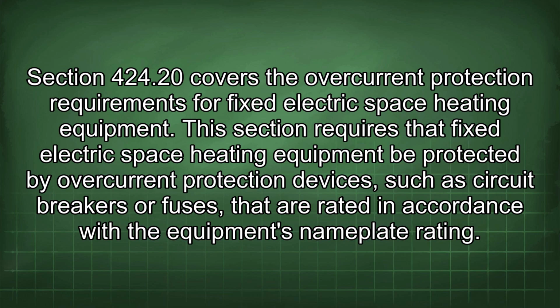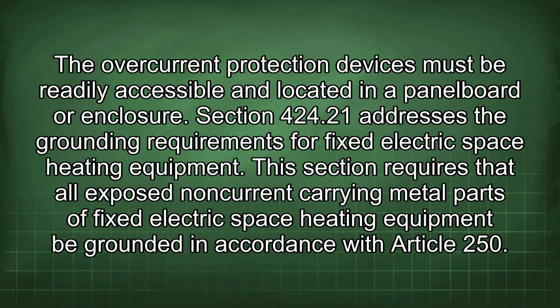Section 424.20 covers the overcurrent protection requirements for fixed electric space heating equipment. This section requires that fixed electric space heating equipment be protected by overcurrent protection devices, such as circuit breakers or fuses that are rated in accordance with the equipment's nameplate rating. The overcurrent protection devices must be readily accessible and located in a panel board or enclosure.